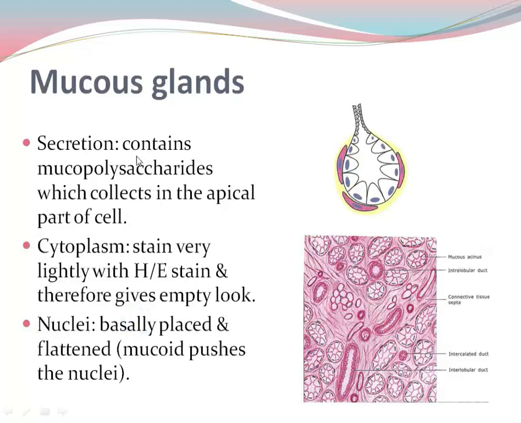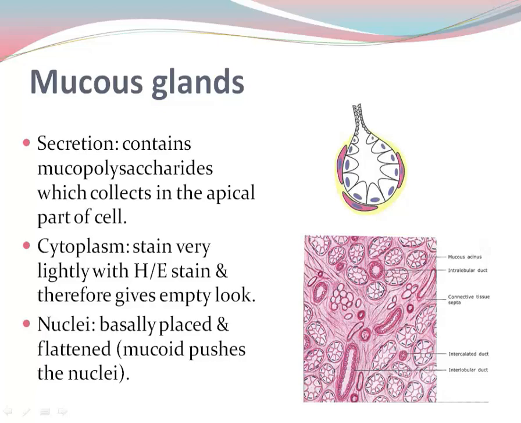Then the mucus gland. Here the secretion contains mucopolysaccharides, which collect in the apical part of the cell. So the chemical nature of the secretion is mucopolysaccharides, and they are collected in the apical part of the cell. All that secretion is stored in this apical portion here. The cytoplasm stains very lightly. In the previous serous glands, you will find the hematoxylin eosin stain is very dark. If it is a mucus gland, it is stained with a very light color.